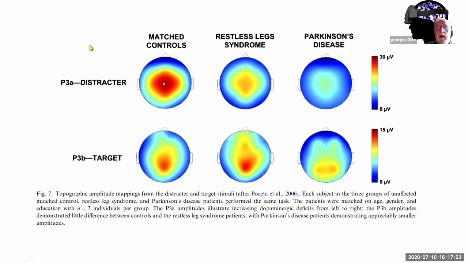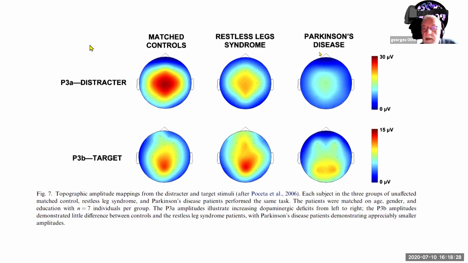Again, in the matched control, we have here the P3A, which is very clearly here, and the P3B is more posterior, and there's not much difference, but of course you see the difference. If you look at Parkinson on the right, you see that the P3A is practically absent, and that's very important because Parkinson is dopaminergic, and P3A is a dopaminergic potential. The P3B is also attenuated. We know that in Parkinson we have memory problems, cognitive problems, but it's less than the P3A. So you can use this P3A to diagnose.